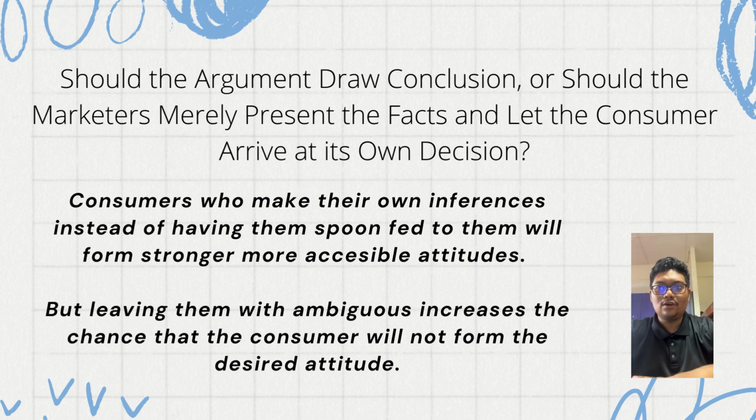Should the argument draw a conclusion, or should the marketers merely present the facts and let consumers arrive at their own decision? Consumers who make their own inference instead of having it spoon-fed to them will form stronger, more accessible attitudes. But leaving them with ambiguity increases the chance that the consumer will not form the desired attitude.